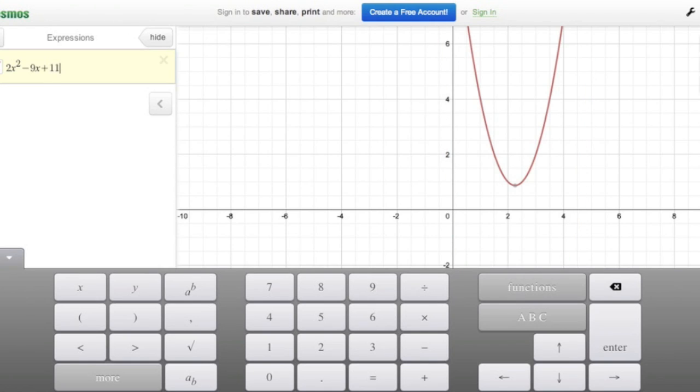All right. So the answer to this would be no real solutions, because your parabola doesn't have an x-intercept, and that is why it would be no real solutions.